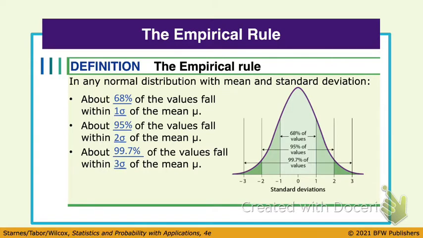That's okay. All right. So 68% of the values fall within 1 standard deviation of the mean. 95% of the values fall within 2 standard deviations of the mean. And 99.7% of values fall within 3 standard deviations of the mean. So that's our empirical rule.